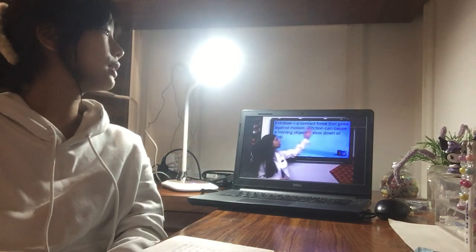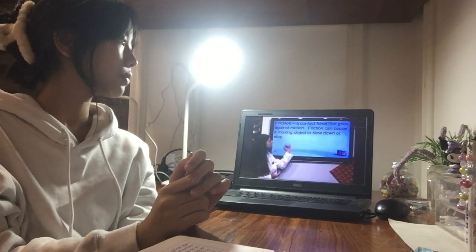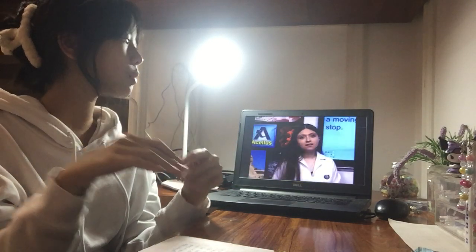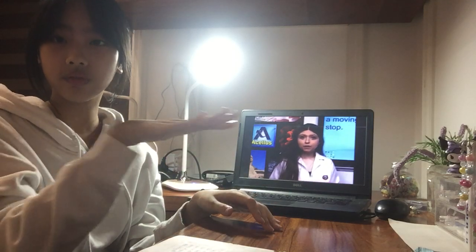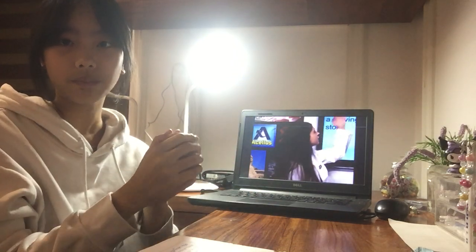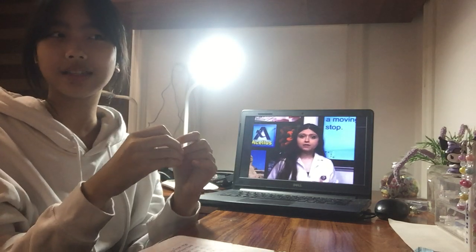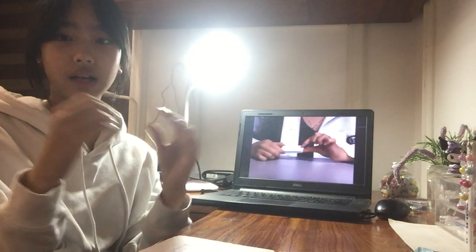So, that force goes against motion. Friction, which is that force, can also cause a moving object to stop right away. So now let's learn more about this really interesting force which goes against motion.